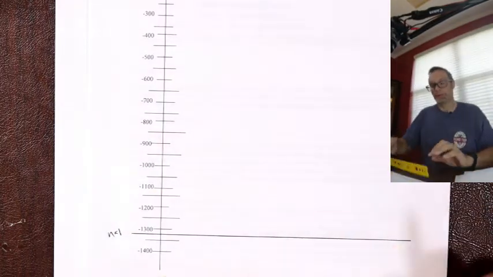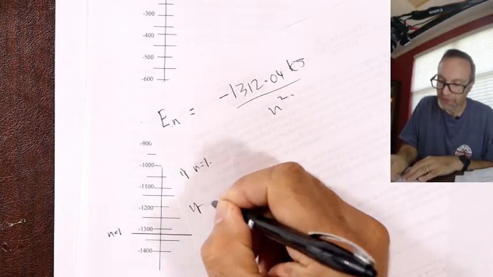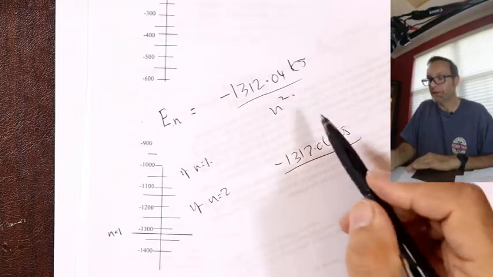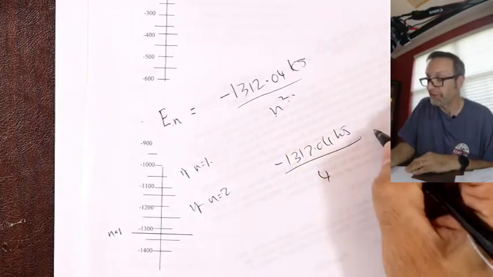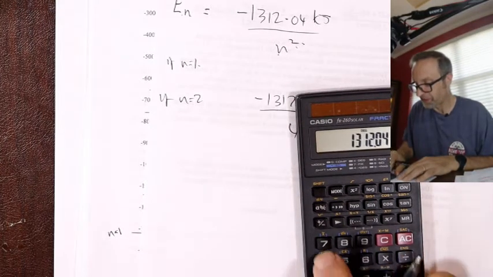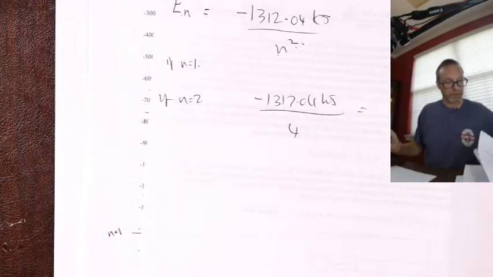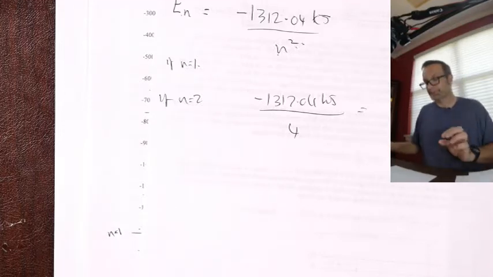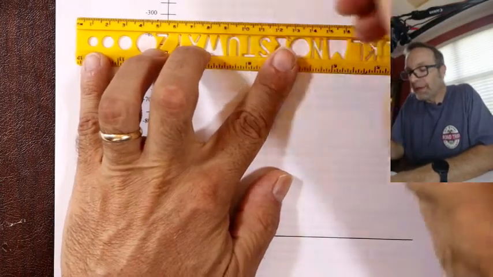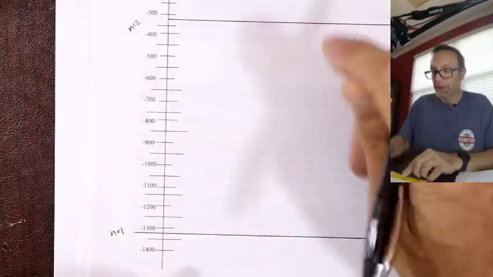That's n equals 1. Fair enough. That's my first energy level, right? Easy, right? If n equals 2, it's minus 1312.04 kilojoules over n squared, and 2 squared is 4, right? Quick calculator. 1312.04 divided by 4 equals 328.01, right? 328.01. Now, 328.01 is about here. N equals 2. It's a big gap right now.